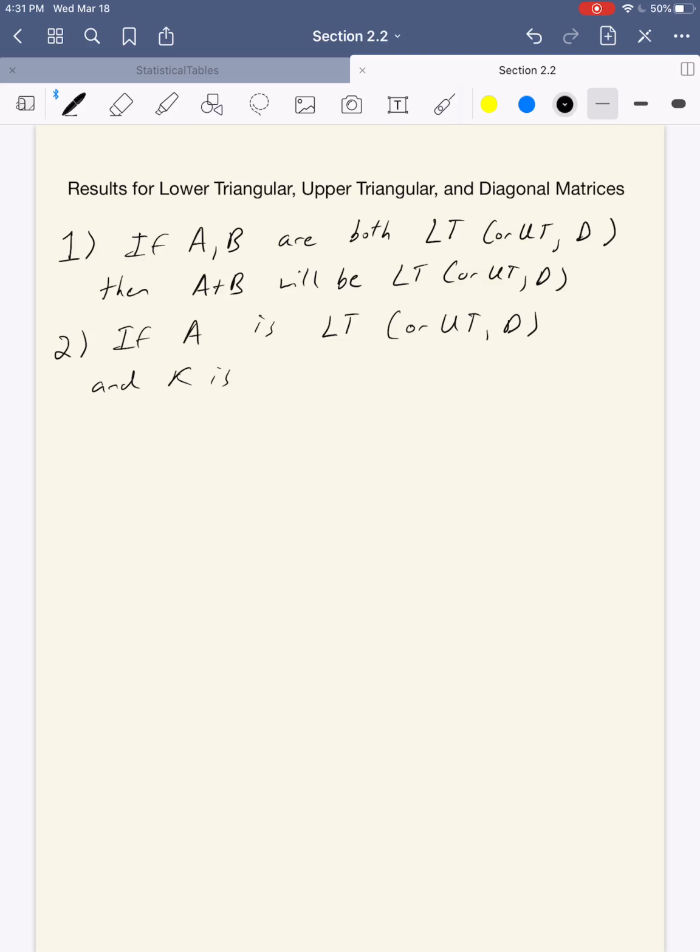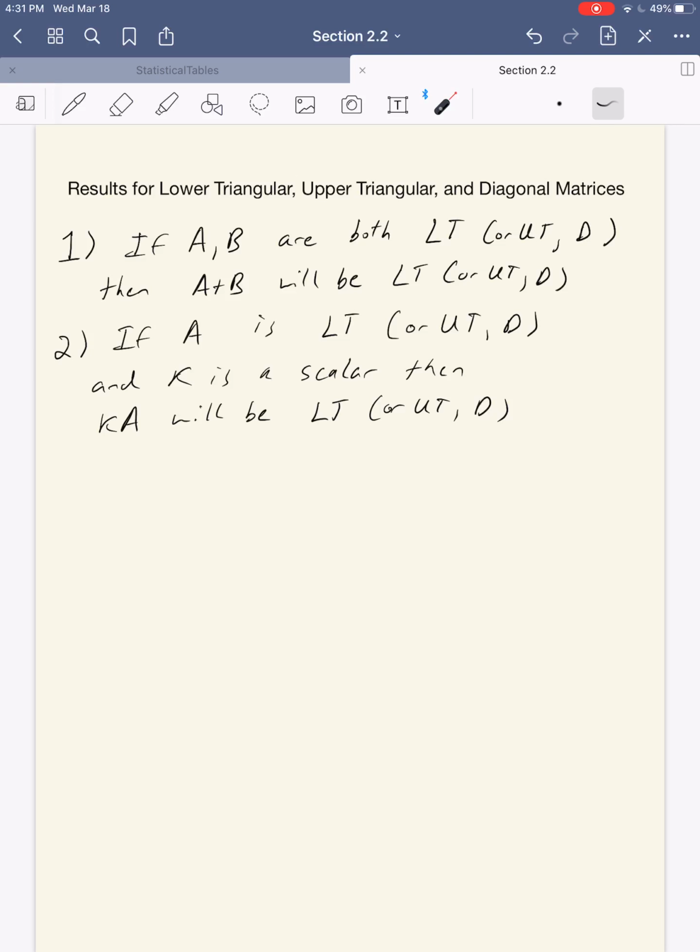And k is a scalar. If it's 0, then the whole matrix is going to be 0, so it's automatically lower triangular, upper triangular, diagonal, so we don't need that non-zero restriction. And k is a scalar, then kA will be lower triangular, or upper triangular, or diagonal.